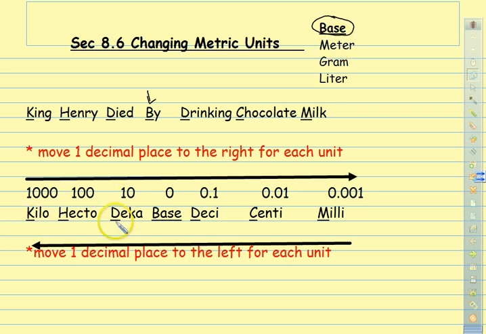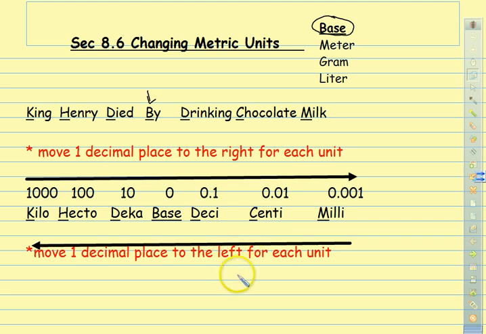So if the base is meters, then it's decameters and hectometers and kilometers. If it's grams, it's going to be decagram, hectogram, kilogram, and decigram and centigram and milligram. Okay, and then we have our liter. Our base being liter, and it's decaliter and hectoliter and kiloliter and deciliter and centiliter and milliliter.